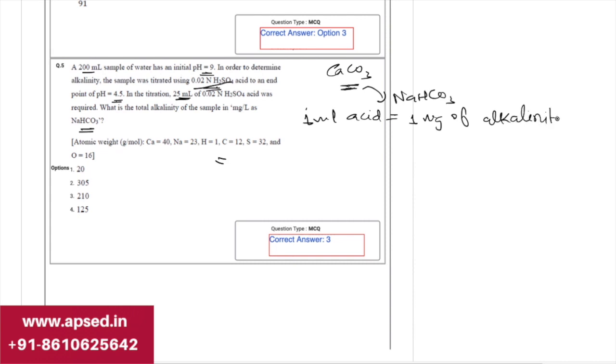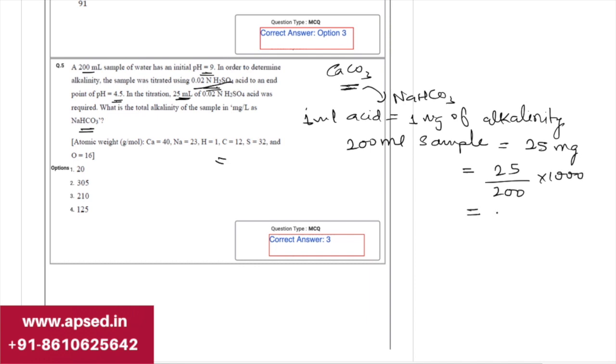So using that relation, we have, in 200 ml of sample, alkalinity will be 25 milligram. If you want to calculate per liter, it will be 25 by 200 times 1000. That is equal to 125 milligrams per liter as CaCO3.